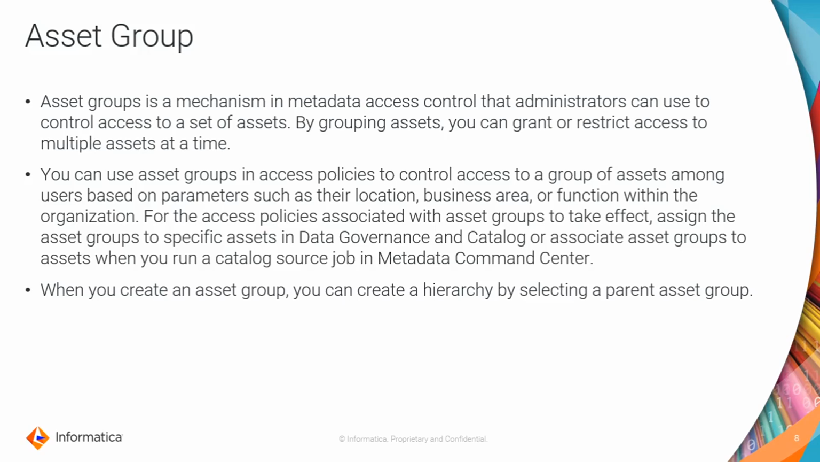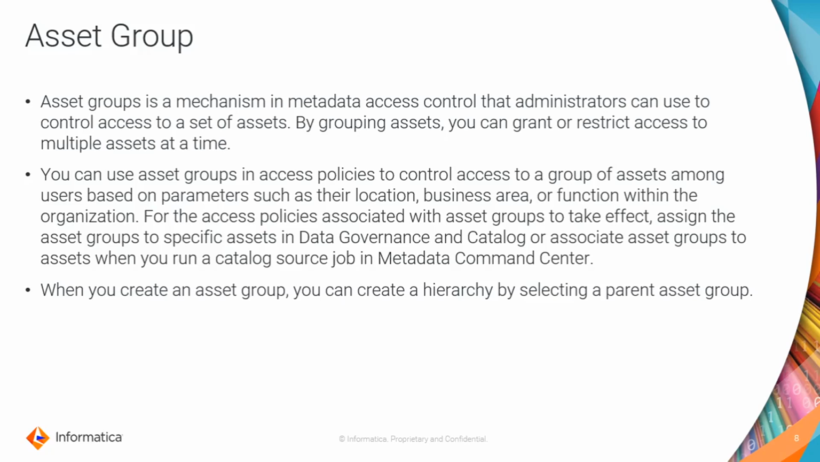So assert group is a mechanism in metadata access control that administrators can use to control access to a set of asserts. By grouping asserts, you can grant or restrict access to multiple asserts at a time. You can use assert groups in access policies to control access to a group of asserts among the users based on parameters such as their location, business area, or function within the organization. For the access policies associated with the assert groups to take effect, assign the assert groups to specific asserts in the DGC or associate assert groups to the asserts when you run a catalog source in MCC.